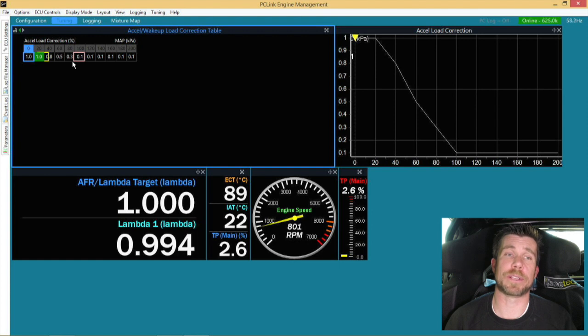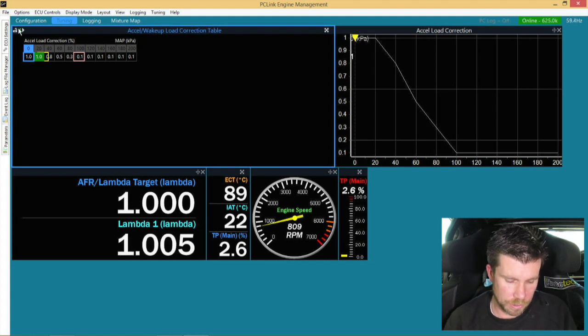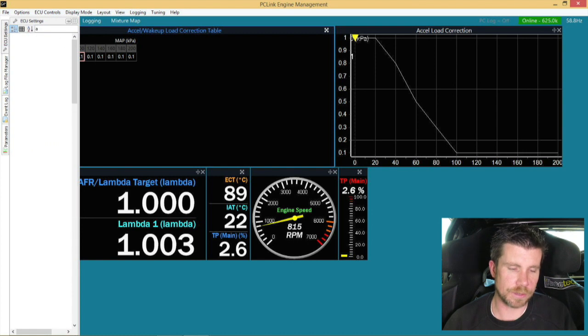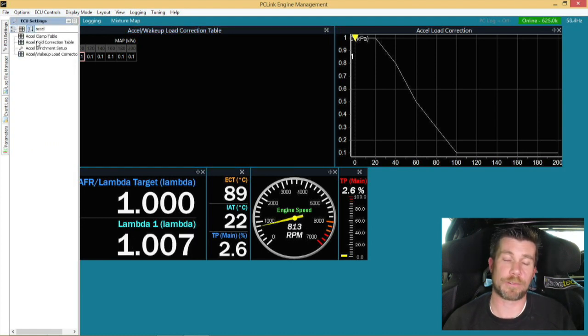It just comes back to what I was saying before, when we're already at a relatively high manifold pressure, we don't need such a dramatic or large increase in our acceleration enrichment. Okay, so that's one of the tables we're going to be needing to tune. Again, I'm going to sound like a broken record here, but usually the default values are reasonably close.